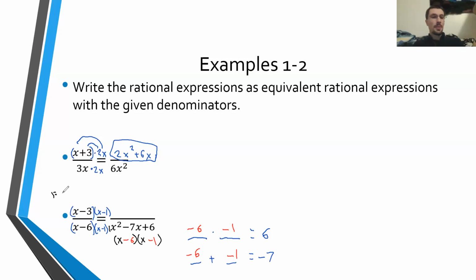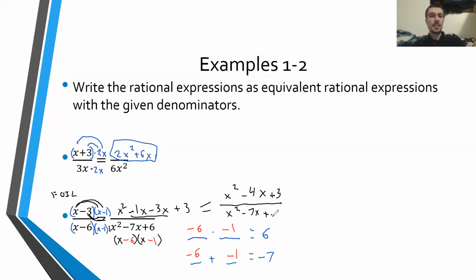On the top of the first fraction, we now need to FOIL. X times x is x squared. X times -1 is minus 1x. -3 times x is -3x. -3 times -1 is +3, which we can then simplify to get x squared minus 4x plus 3 as the missing numerator of the second fraction.